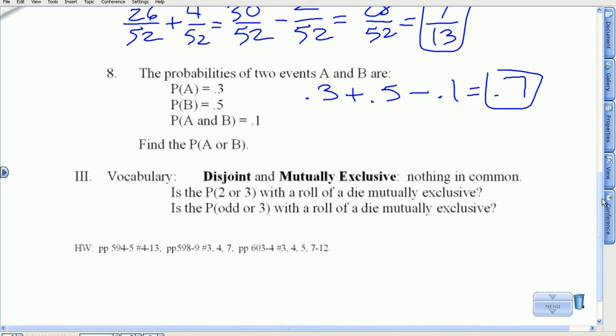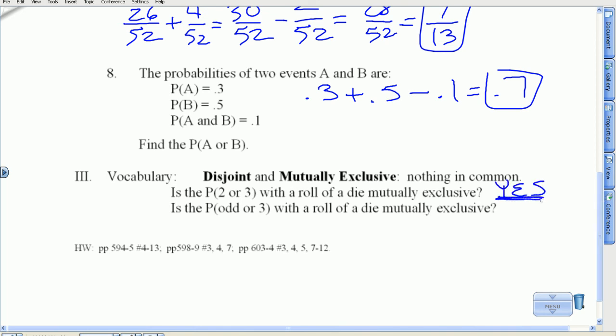Alright, we saw an example earlier. The disjoint and mutually exclusive, nothing in common. 2 or 3 on a die. Is that mutually exclusive? Well, when you roll a die, if you get a 2, can you get a 3 at the same time? Simply, it's impossible. So, are they mutually exclusive events? Yeah, because it can't happen.